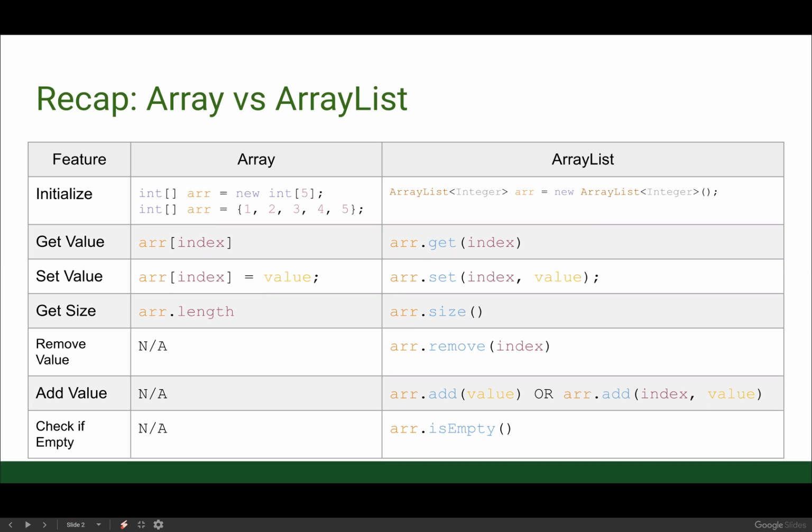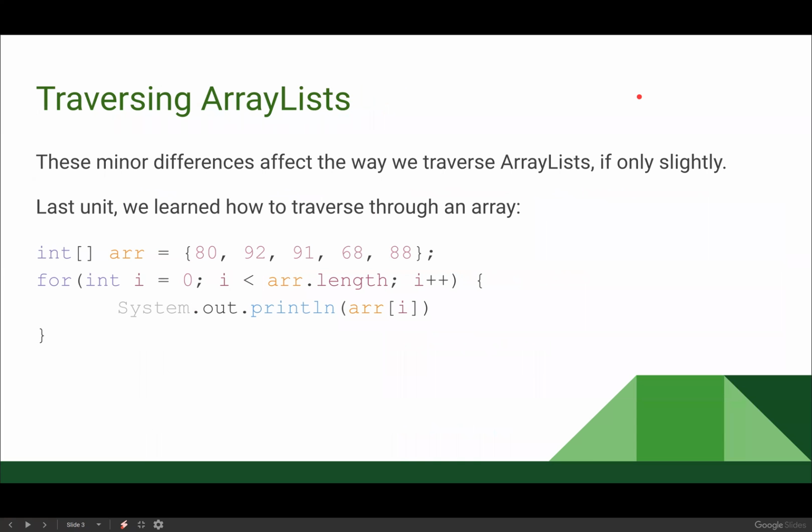So this is very slightly different from how we can access regular arrays. Can't use that square bracket notation. The length value is slightly different. It's the size method instead. So there's very slight differences in how we can access an array list. And these minor differences will affect the way that we traverse our array lists, if only a little bit.